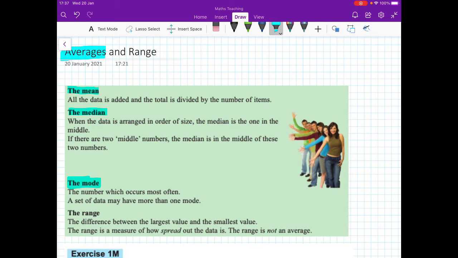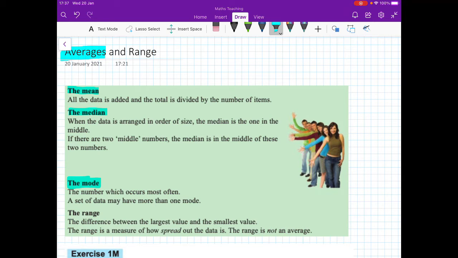The first is called the mean of the data. The mean is probably the average you're most used to using, and the one that you tend to mean when you say the average. To calculate the mean, you add up all of the numbers and divide by the total number of items. So that's one you're probably most familiar with.